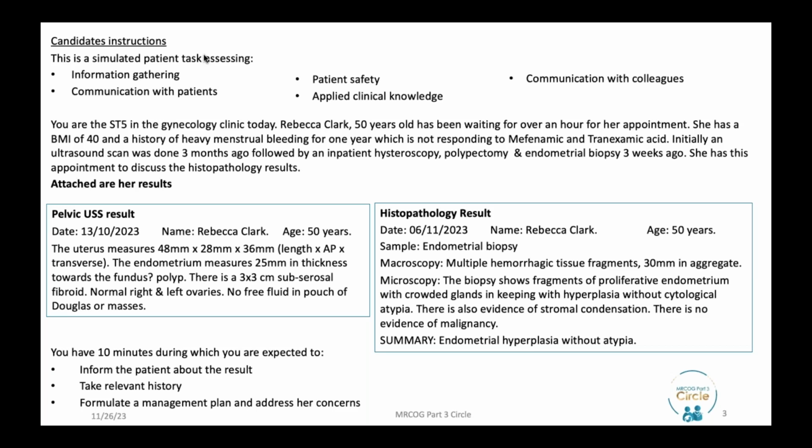Fourth domain is applied clinical knowledge, which is basically your knowledge, is it updated to the latest guideline or not, and it's correct.